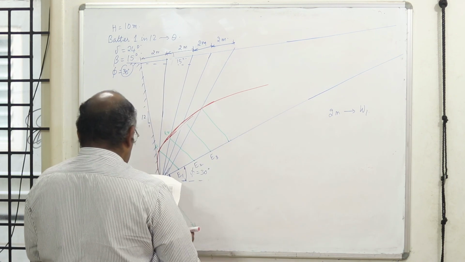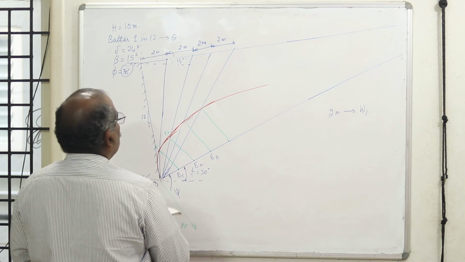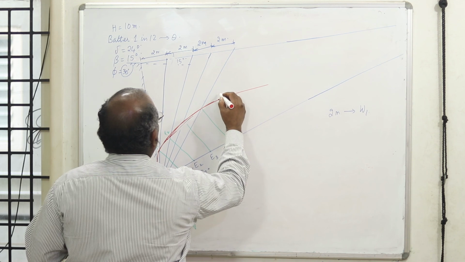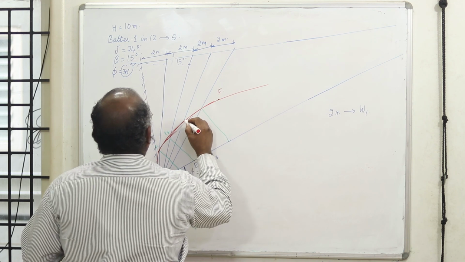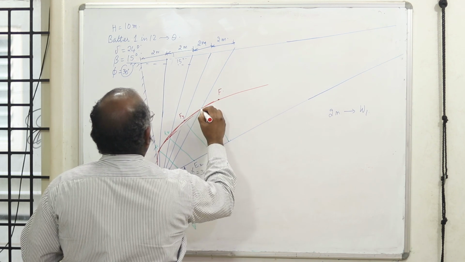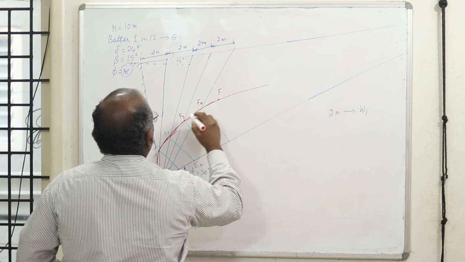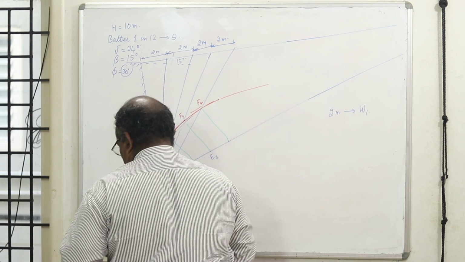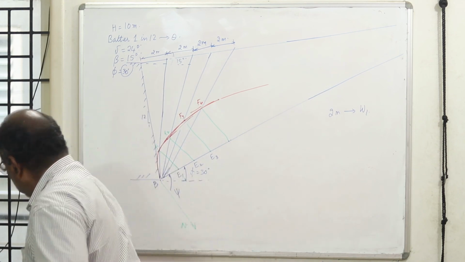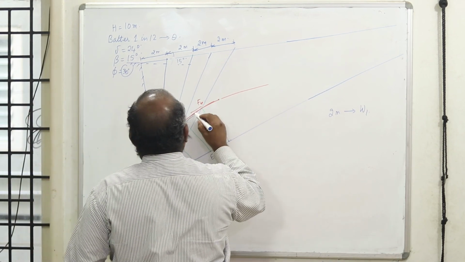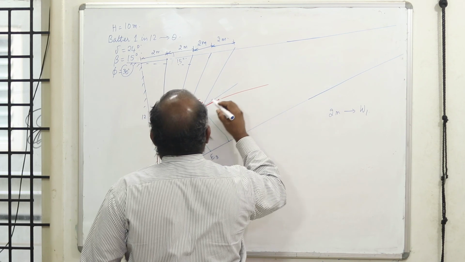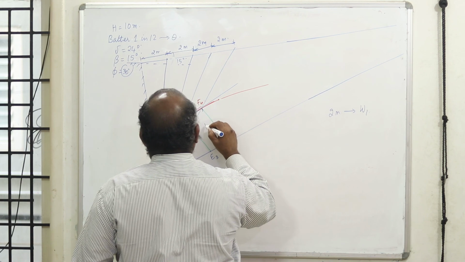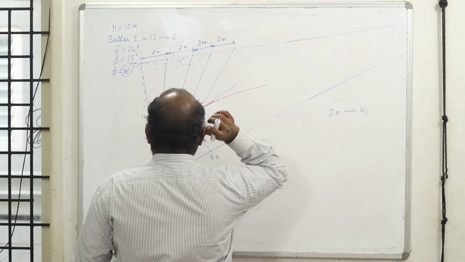Then I found out my critical point, somewhere it comes here. I get my point F. This is F2, F3, F4. Now where do I get my maximum? I draw a tangent. I get my tangent and my maximum thrust. This is PA to scale.